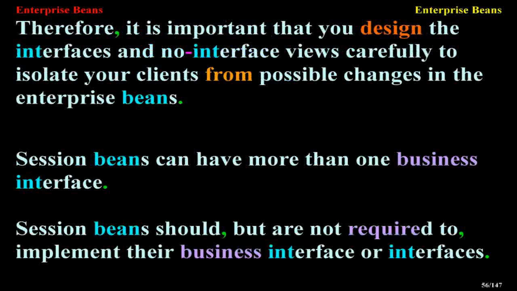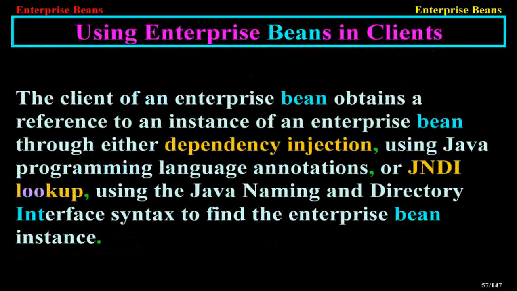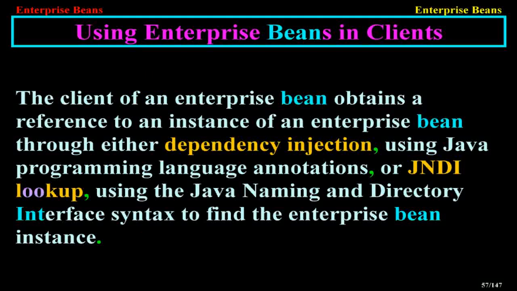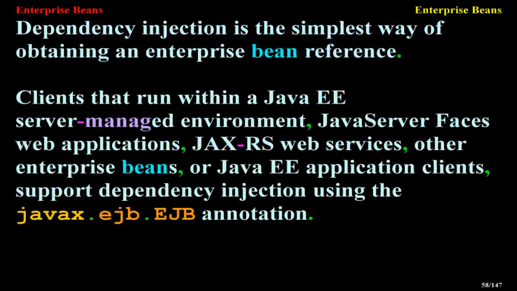Session beans can have more than one business interface. Session beans should, but are not required to, implement their business interface or interfaces. Using enterprise beans in clients. The client of an enterprise bean obtains a reference to an instance of an enterprise bean through either dependency injection, using Java programming language annotations, or JNDI lookup, using the Java Naming and Directory Interface syntax to find the enterprise bean instance. Dependency injection is the simplest way of obtaining an enterprise bean reference.